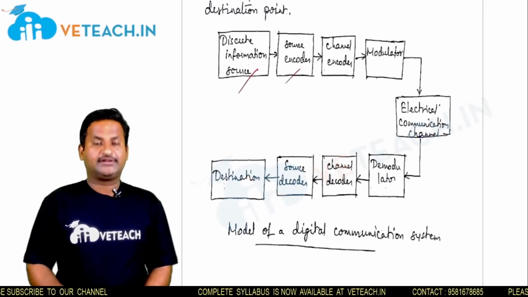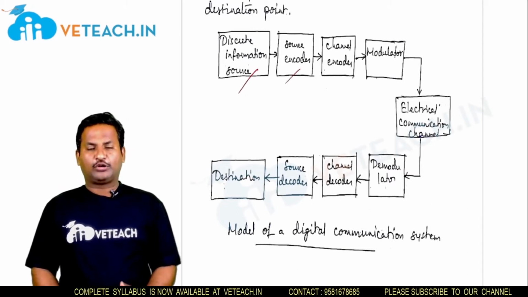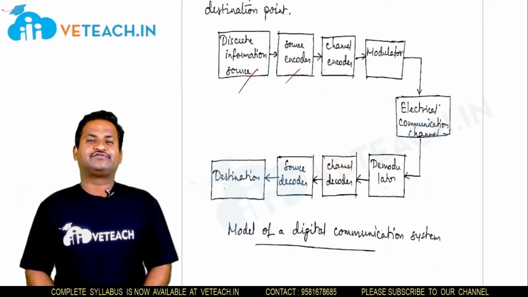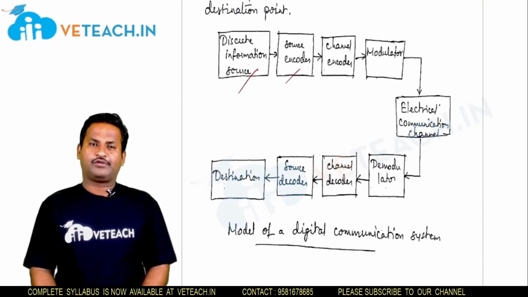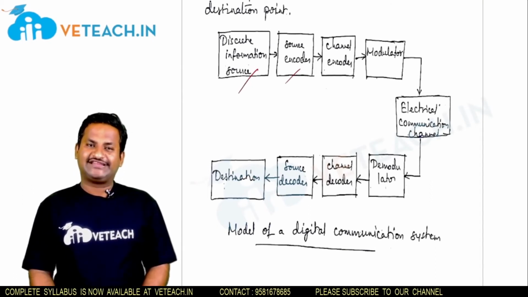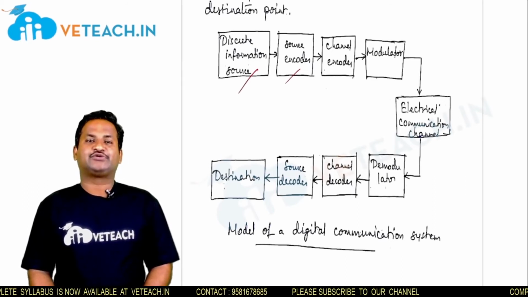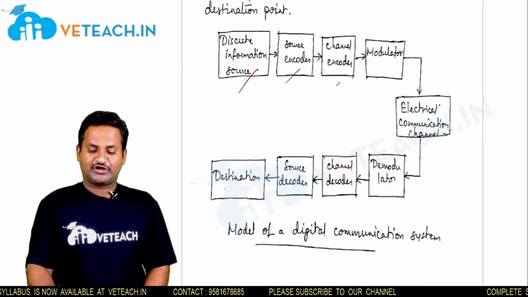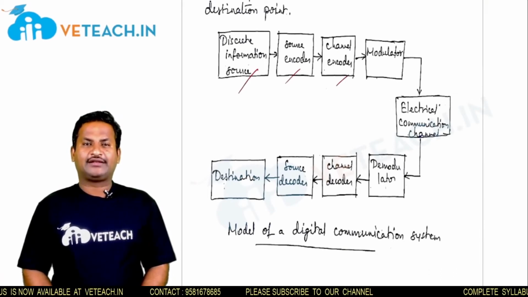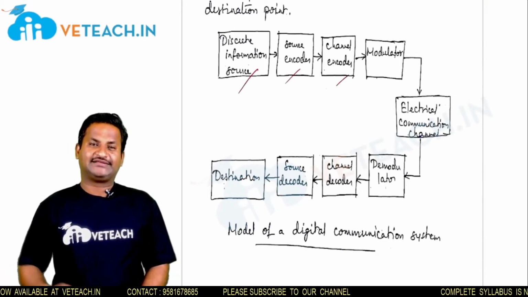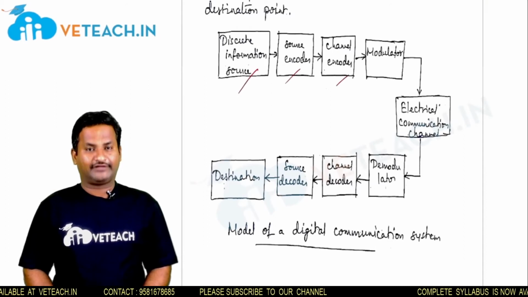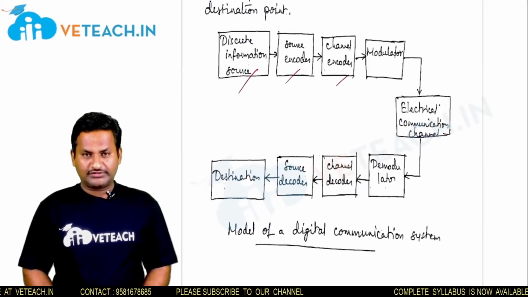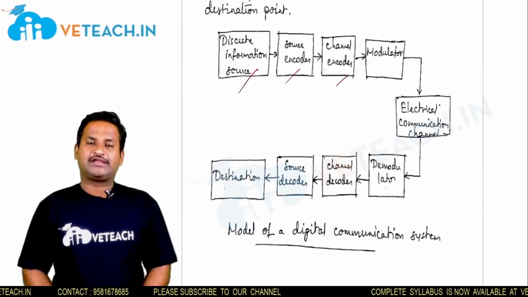Coming to the source encoder, the encoder converts the analog signal into digital, maybe in terms of 3 bits, maybe 4, maybe 8; it depends upon the size of the analog signal. Coming to the channel encoder, there are different kinds of methods, which are nothing but linear block codes, convolution codes or cyclic codes, which are used for security purposes.